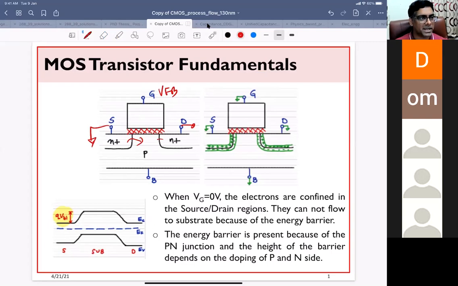This energy barrier, we know, is because of the PN junction, and the height of this barrier depends on the doping of the P and N sides, right? And the height of this barrier is always high because your source and drain regions are N plus, right?